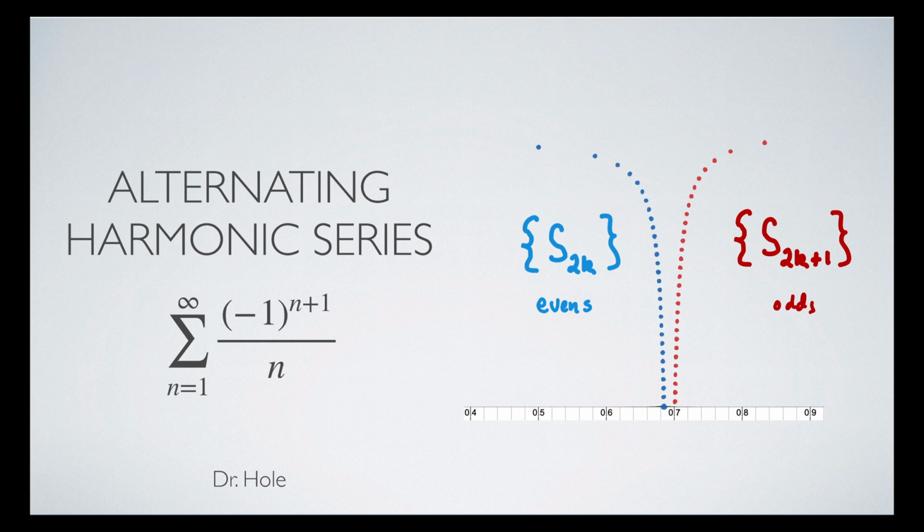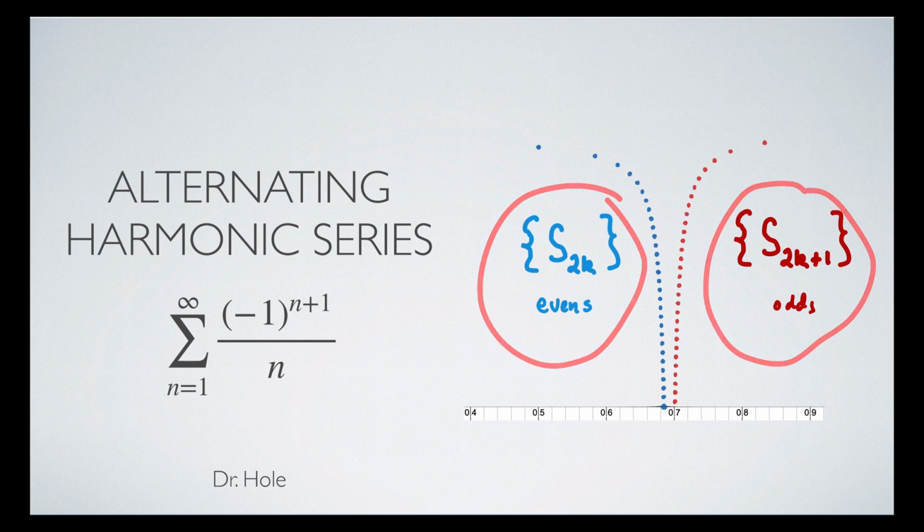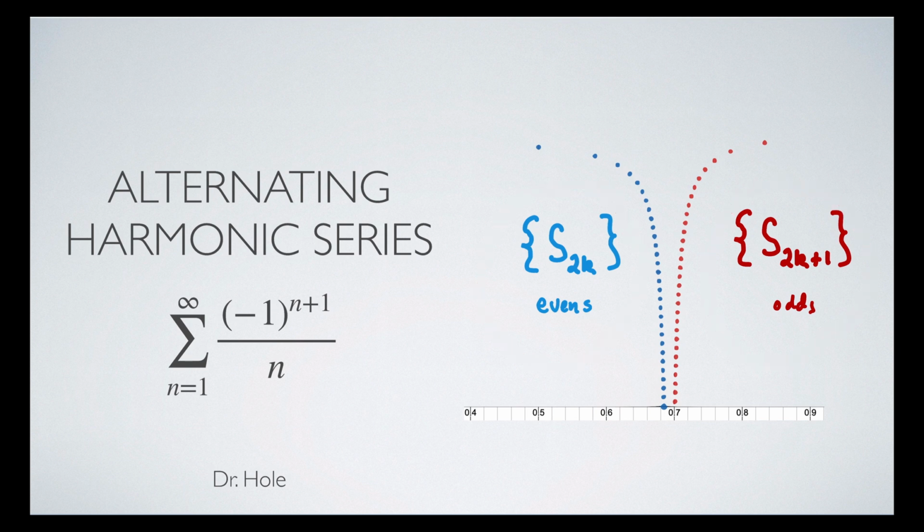In other words, we want to apply the monotone convergence test to both of these sequences. Recall that the monotone convergence theorem also requires that the sequence be bounded in addition to being monotone. All right, we'll first look at the odd terms and then look at the even terms.